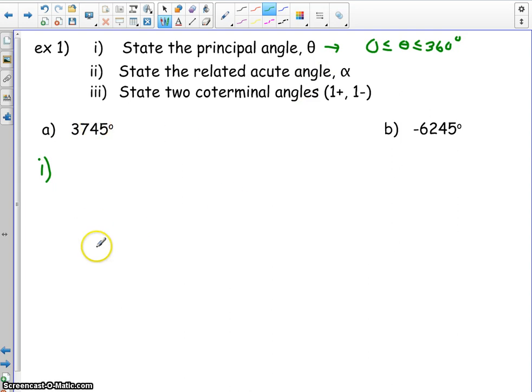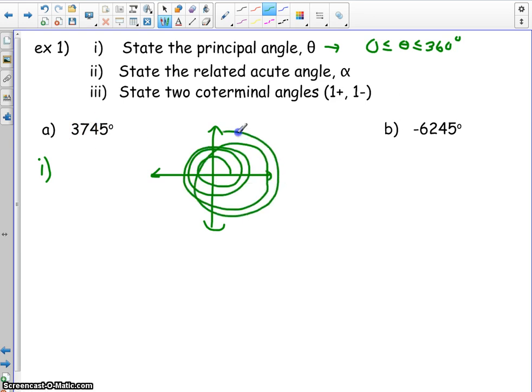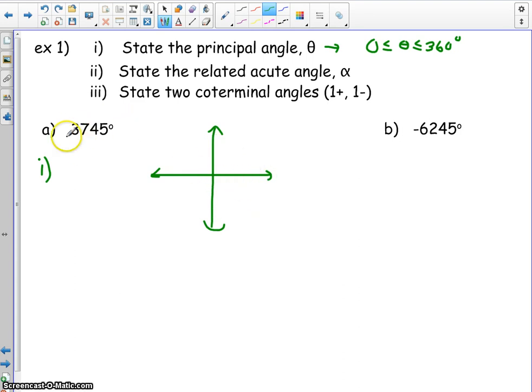Basically, this has been over-rotated. If you picture each rotation as being 360 degrees, to get up this high, you'll have to do one rotation, then another rotation, then another, and so on. It's going to get very messy very quick, so we don't want to deal with that. What I want to do is find the principal angle. Since this has been rotated too much, you want to subtract rotations of 360 degrees, and keep going until you get something between 0 and 360.